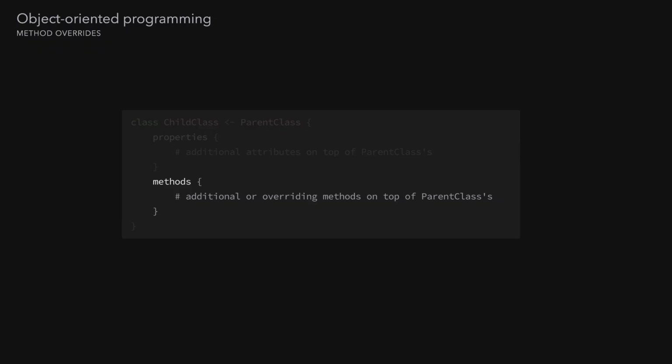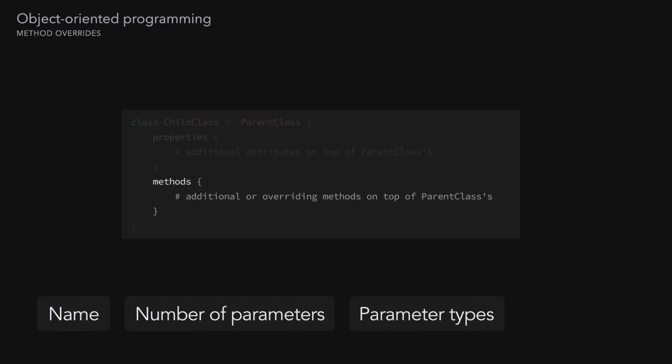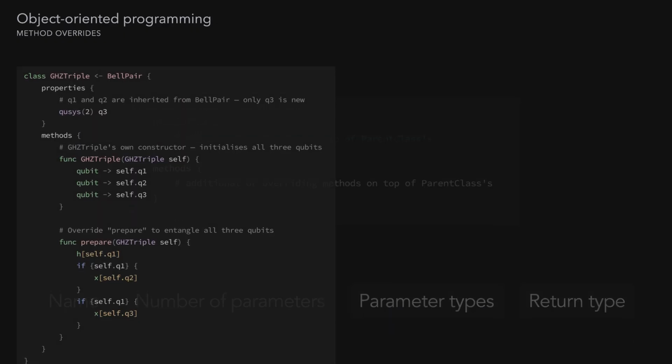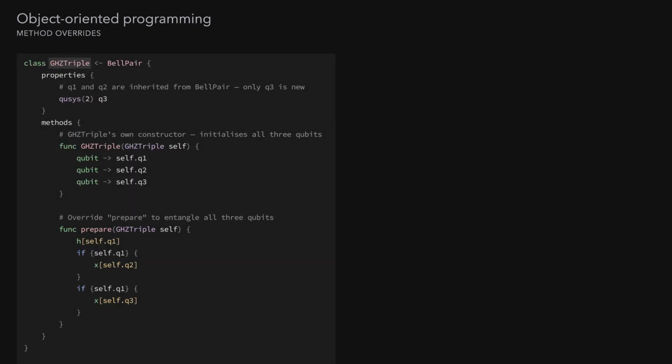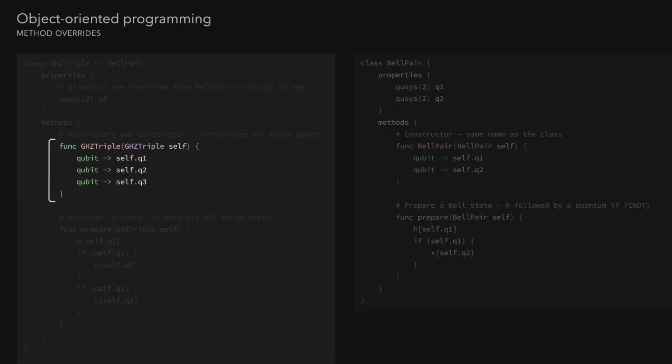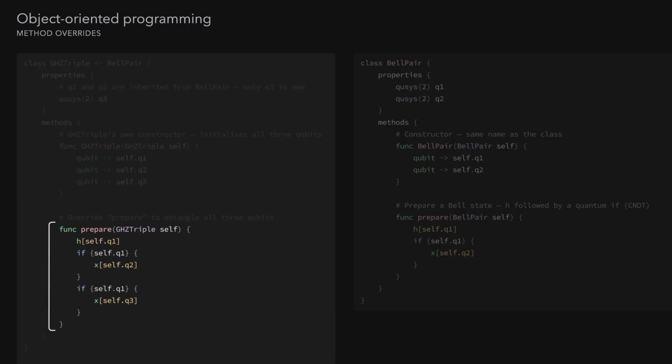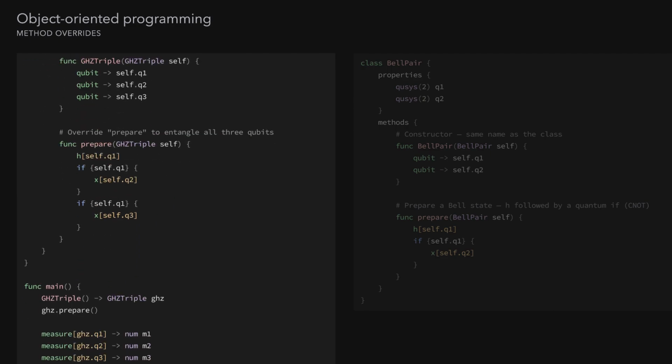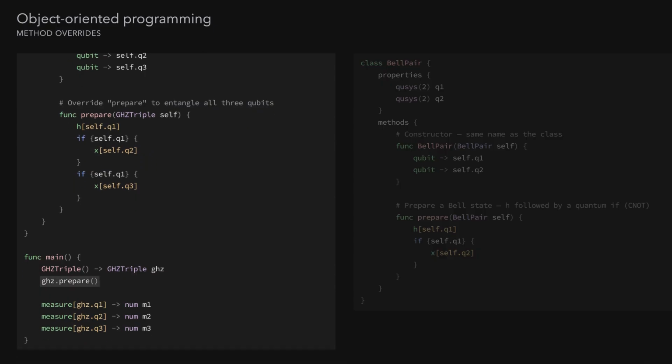A signature is the same when it has the same name, number of parameters, parameter types, and return type. Here, a GHZ triple class inherits from its parent bell pair. It adds a third qubit as a new property, defines its own constructor so that all 3 qubits get initialized, and overrides prepare to produce a 3-qubit GHZ state across all 3 qubits rather than a 2-qubit bell pair. Calling GHZ prepare runs the overridden method, entangling all 3 qubits.